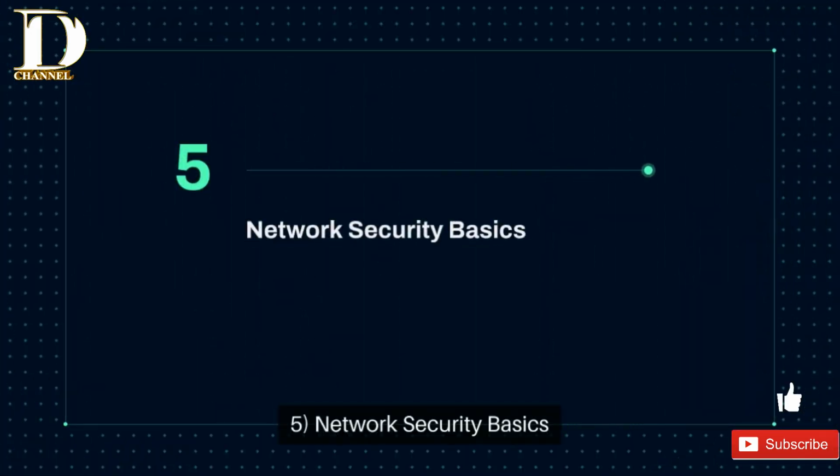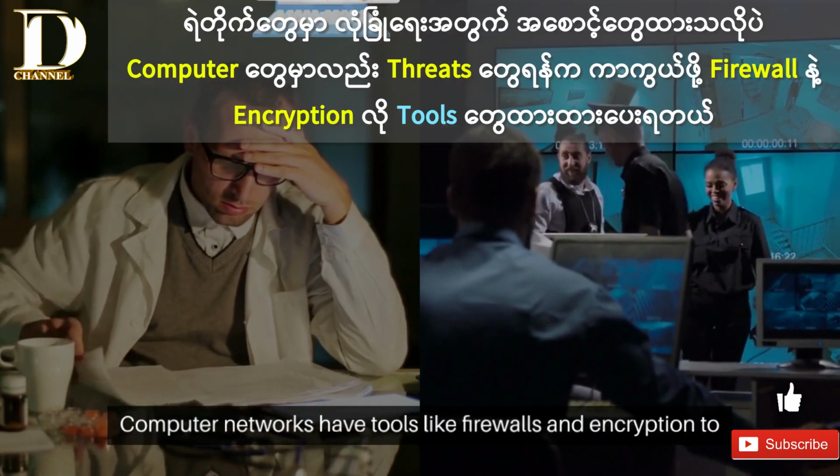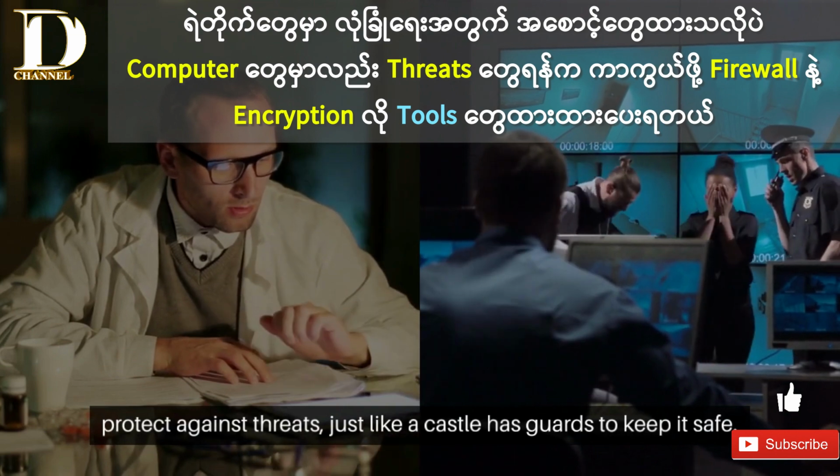Five, network security basics. Computer networks have tools like firewalls and encryption to protect against threats, just like a castle has guards to keep it safe.